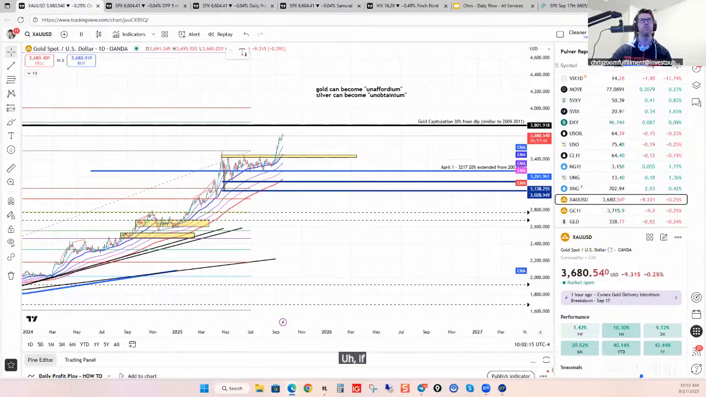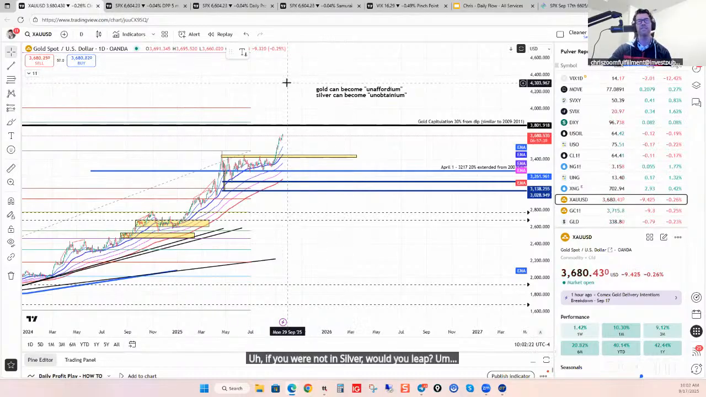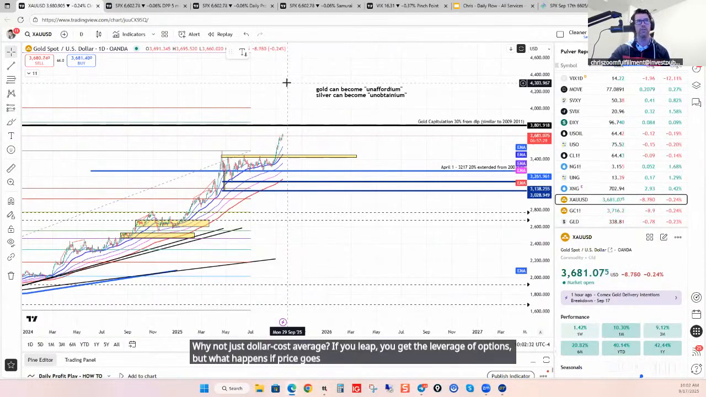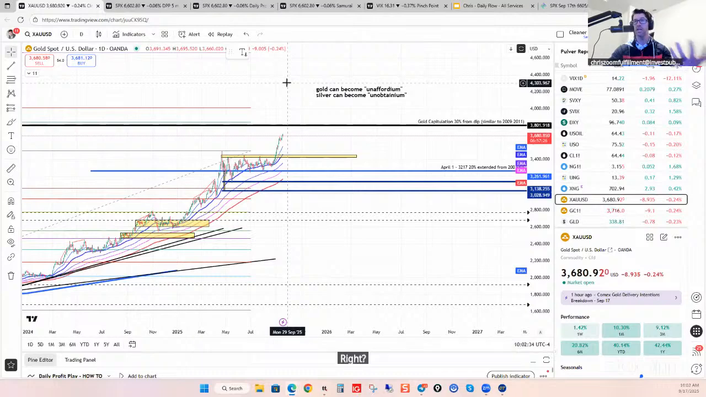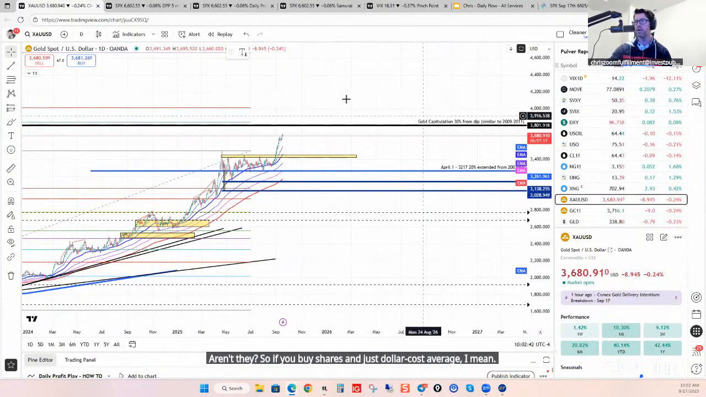If you were not in silver, would you LEAP? I mean, not necessarily. And the reason why is, why not just buy shares? Why not just dollar cost average? If you LEAP, you get the leverage of options, but what happens if price goes sideways for 12 months? If price goes sideways for 12 months, your options are worthless, aren't they? So if you buy shares and just dollar cost average, here's what I'd be willing to do.